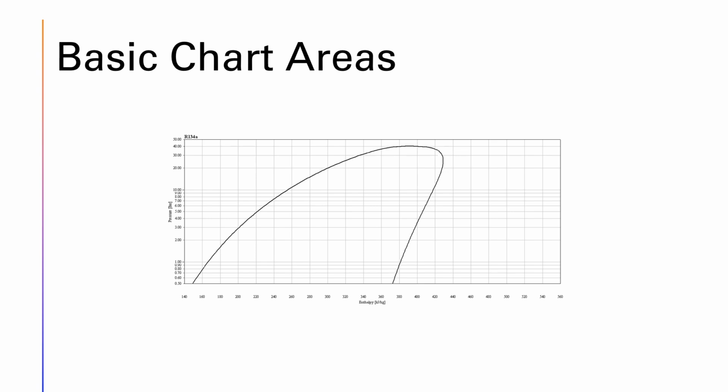Now if we break the basic chart areas down, it makes it a little bit more simple. We've got the saturated liquid line or the bubble point, as we know in gases that are zeotropic. Zeotropic means that they will separate within their component parts. And we have the saturated vapor line, which is the dew point. Here we have again the two-phase mix area, the subcooled liquid, and the superheated vapor.